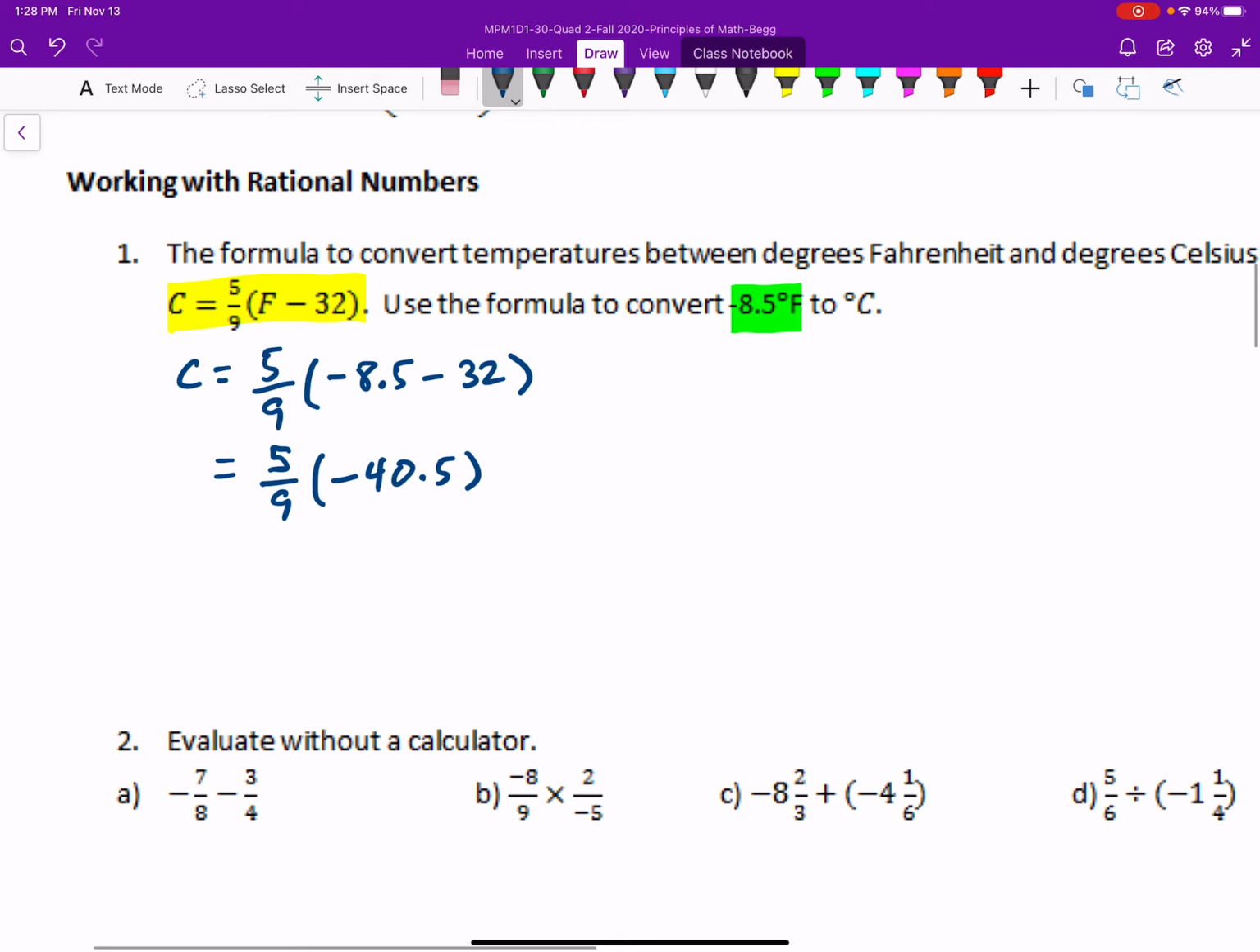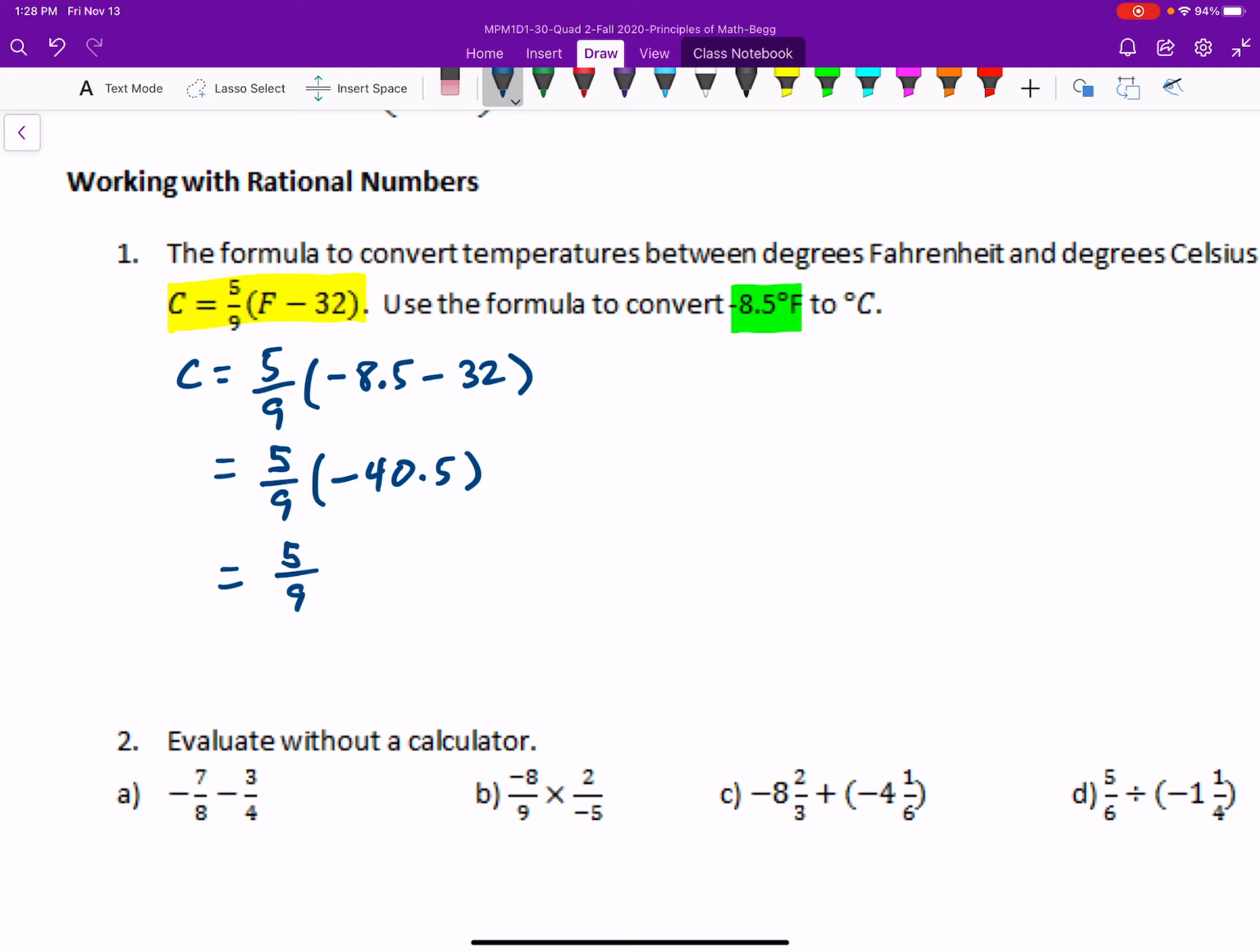Now, if I want to take 5/9 of that, of course I could type this in my calculator, but that's not what this is about. This is about understanding how to do stuff like this without necessarily making it a calculator question. I could change 40.5 to a fraction. An easy way to do that is just look at my last decimal place. We've talked about this before.